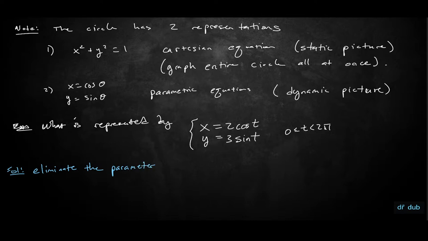So eliminate the parameter. Well, if they were both a 2, that would be pretty easy because I could just say x² + y² = 2². But they're not both a 2. They're 2 and 3 in front of cosine and sine. So what we're going to do is try to get rid of the 2 and the 3 by saying, okay, try x² over 2² plus y² over 3². So that'll be 4 cos² t over 4 plus 9 sin² t over 9.